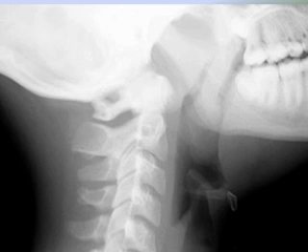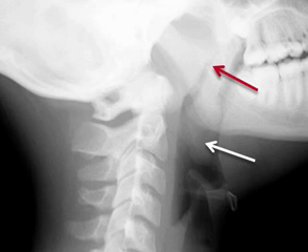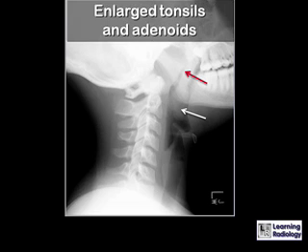There is enlargement of the adenoids, the soft tissues represented at the base of the skull, which are narrowing the red arrow, the nasopharyngeal airway. This individual also has enlargement of the lingual tonsils, as shown by the white arrow.